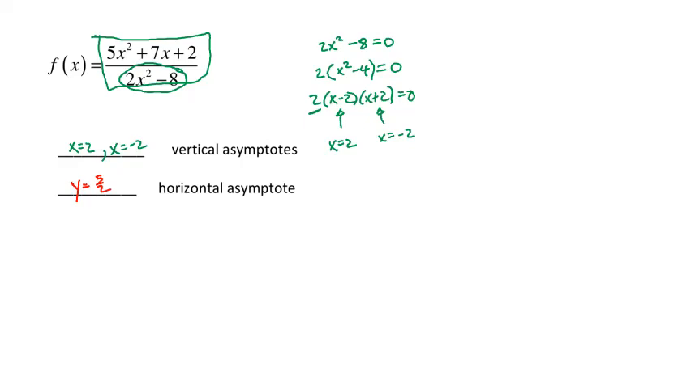So if we factored 5x squared plus 7x plus 2, it would factor as x plus 1 and 5x plus 2. If we took the denominator and factored it, we already know that that's 2 times x minus 2 times x plus 2. Notice that none of the factors cancel out. The denominator's x minus 2 does not have x minus 2 in the numerator. x plus 2 does not have x plus 2 in the numerator. So there's nothing that's going to cancel out. So there are no holes in this particular graph.